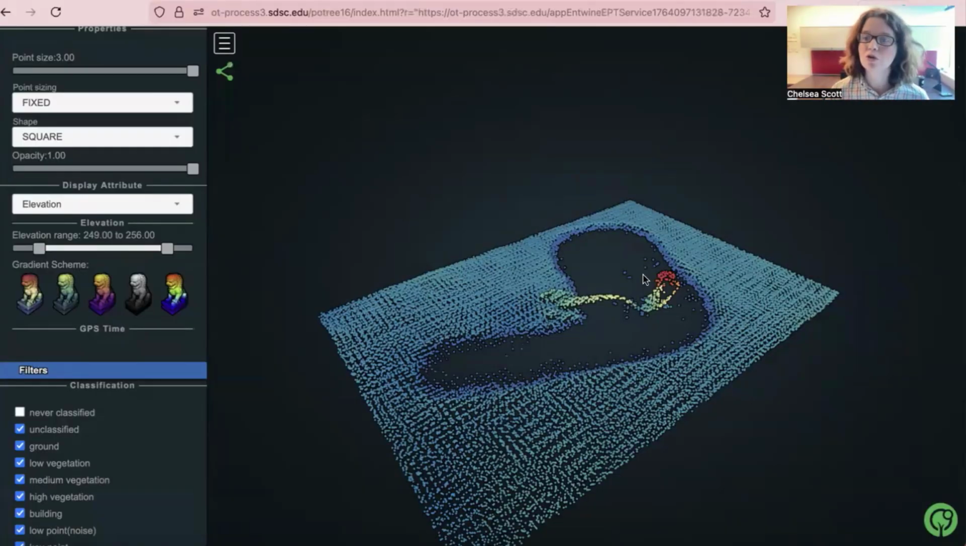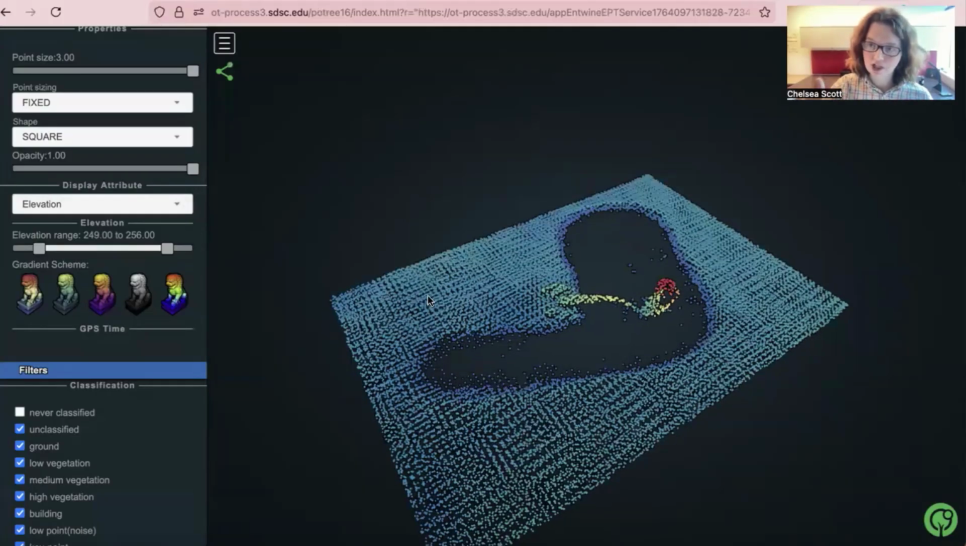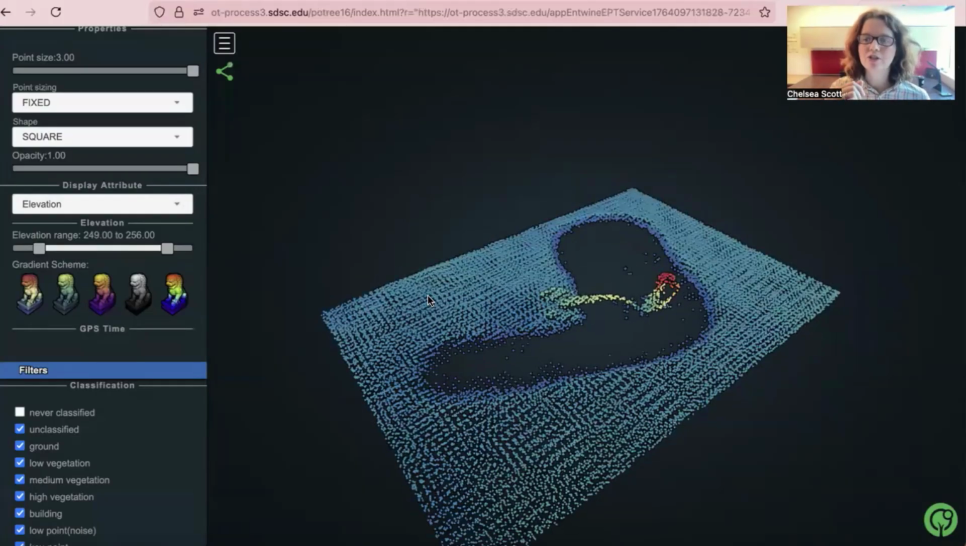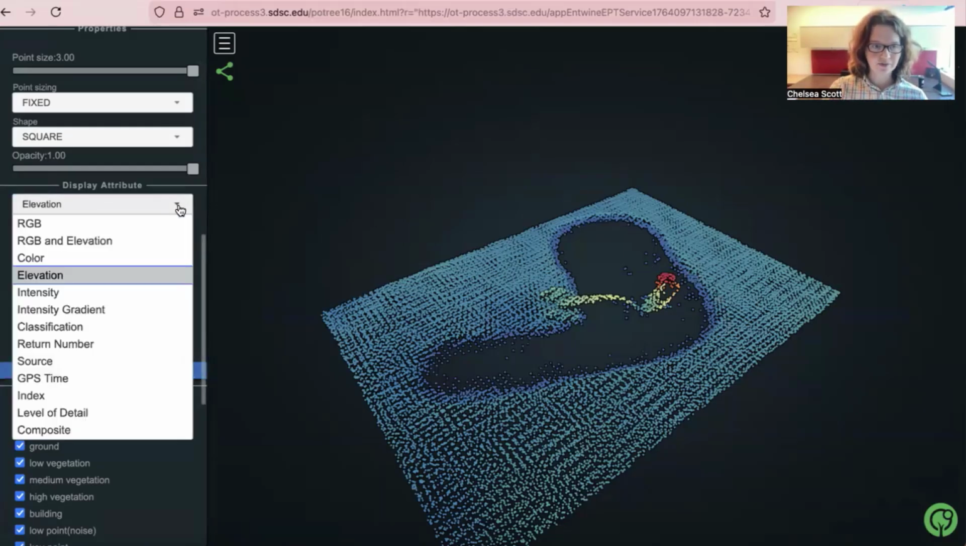You can also look at the data attributes for this point cloud. Here we are looking at elevation, which is the default. The blue areas are the low elevation, so that's going to be the ground, and then the high elevation, which in this area is the top of the cherry, is in red. So let's see what else is in this data set.